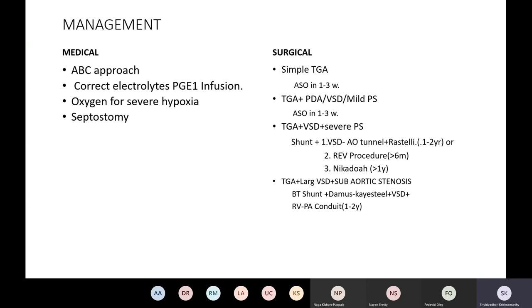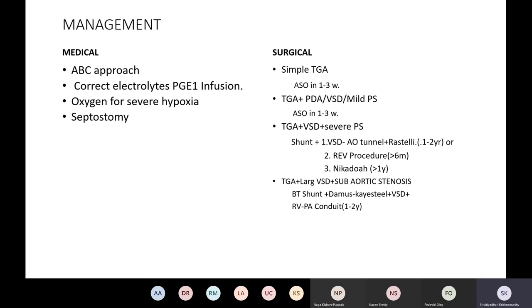So management-wise, what are we going to do? In a neonate with an intact ventricular septum with little mixing of blood at the atrial level, they present quite significantly cyanotic. So you manage them with the ABC approach.